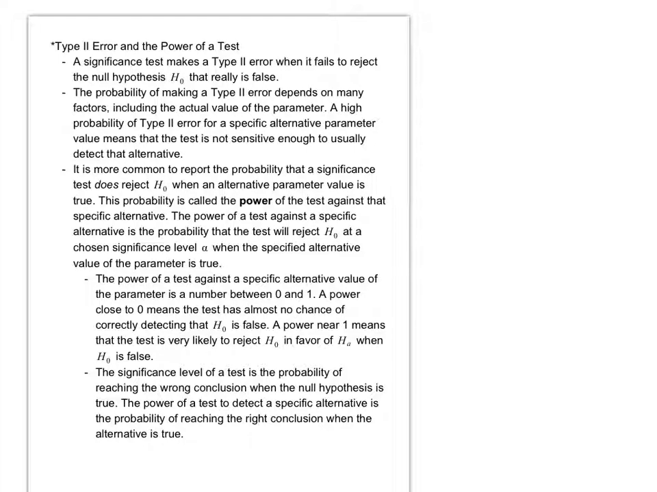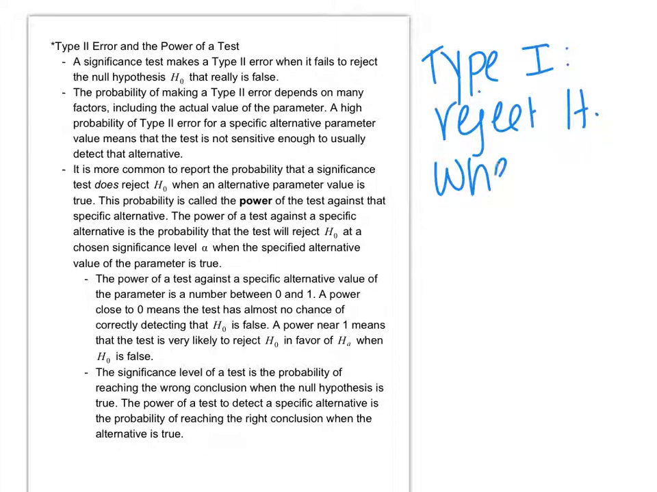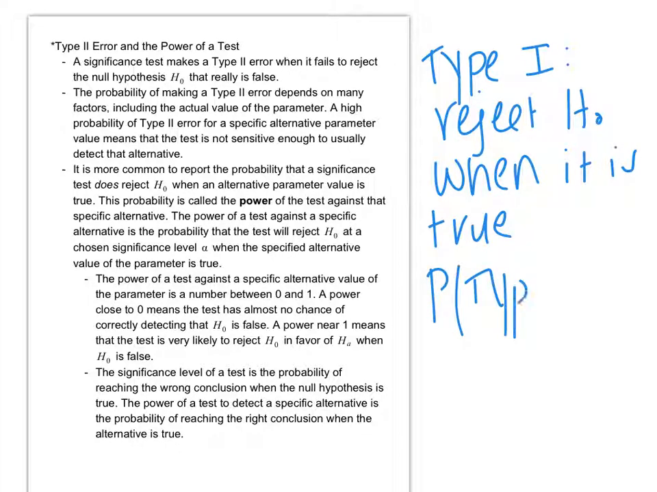In section 9.1, we talked about two different types of errors. We talked about the type 1 error, which was rejecting the null hypothesis when it's true. And we said that the probability of this type 1 error was equal to alpha, which is our significance level.